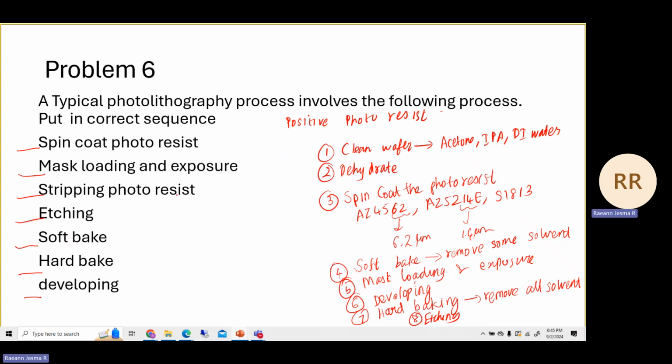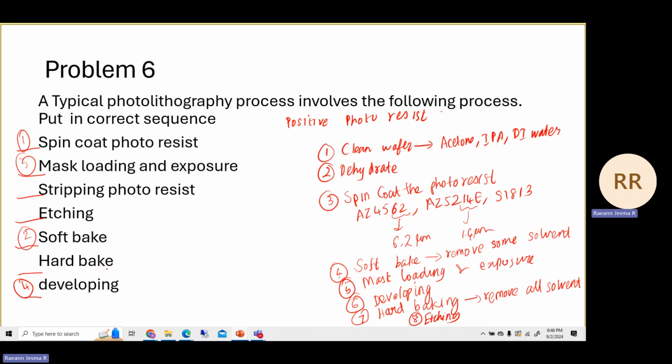Is this clear? So if we look at the answers, first is to spin coat. This is the first one. Then we will follow by soft bake, then mask loading and exposure. Then at the last step, we will strip the photoresist once the etching is done. Mask loading and exposure, then we will follow it by developing.